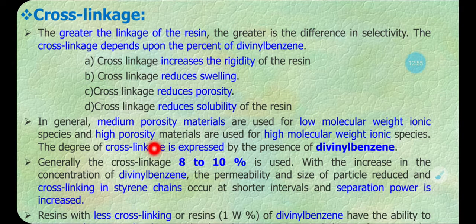The degree of cross link is expressed by the presence of divinyl benzene. Generally, a cross linkage of 8 to 10% of divinyl benzene is used. With an increase in the concentration of divinyl benzene, the permeability and size of the particle reduce, and cross linkage in a styrene polymer chain occurs at shorter intervals, and then separation power increases.